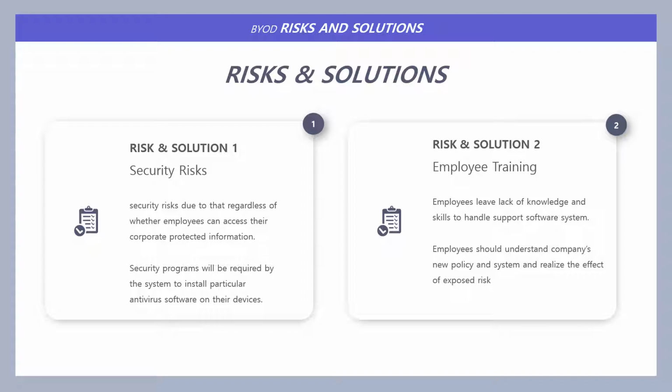Another risk is that employees install new systems on their devices with poor mobile management, which means a risk of making errors and compromising the security of your company system. Accordingly, security programs will be required, and employees will need to install particular antivirus software on their devices, understand which applications are risky and which are safe to use, and know how to separate work and private data on their devices. Also, the company should conduct proper employee training.